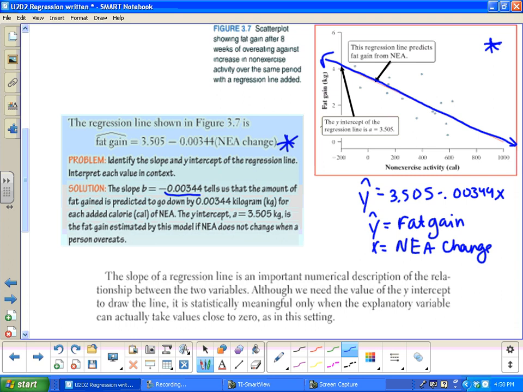Okay, so now let's take a look at this example problem down at the bottom. What I want y'all to do is pause the video, work the problem out with a partner, and interpret the slope and y-intercept. You can use this over here as a guide, and then come back and I'll give you the answer.